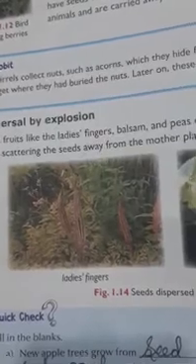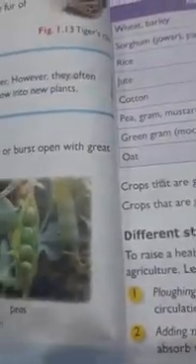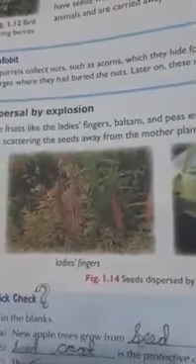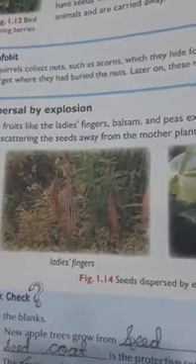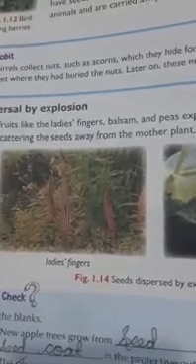Next one, dispersal by explosion. Some fruits like lady's finger, balsam, and peas explode, or burst open with great force, scattering the seeds away from the parent plant, otherwise the mother plant. As you can see in the picture, lady's finger and peas, what happens, they burst, and whatever seeds are there inside, they'll come outside and be dispersed from the mother plant in this way.